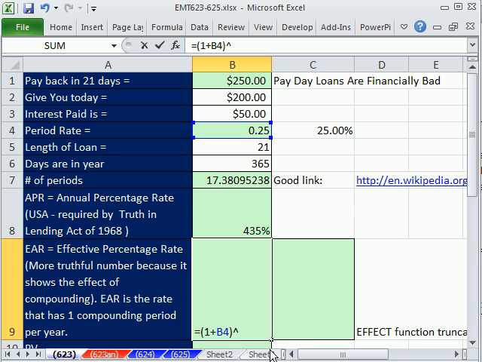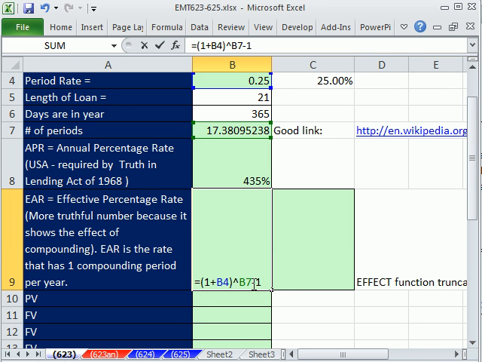In this case, how many periods do we have? We have 17 periods. So you raise it to the exponent, which is a caret, which is shift 6. Now, that's not quite the whole story. We have to subtract 1 to get the effective rate, because we have that 1 there for the principal, and we want just the rate. And there it is, 4,735%. That's called the effective annual rate. A much more truthful number because it shows the effect of compounding.